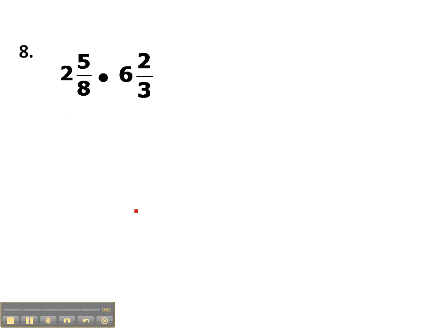Okay, here's some help with tonight's homework. First problem, 2 and 5/8 times 6 and 2/3.